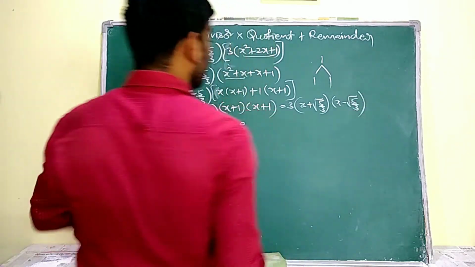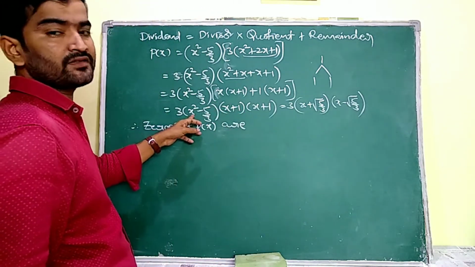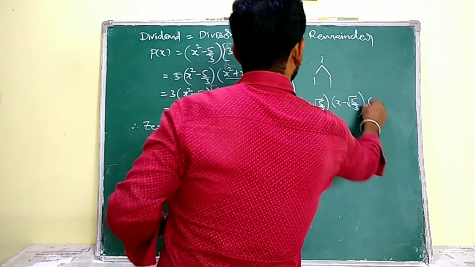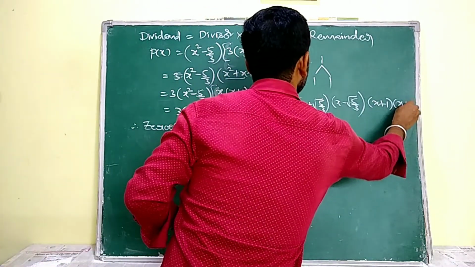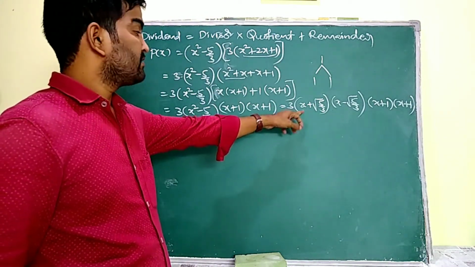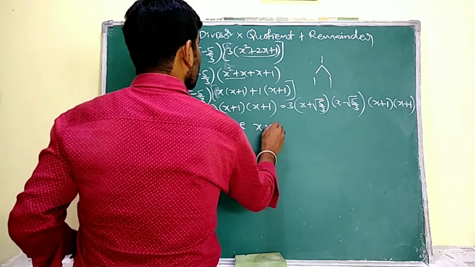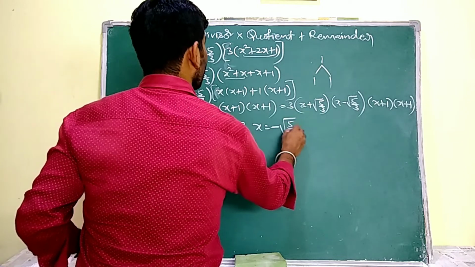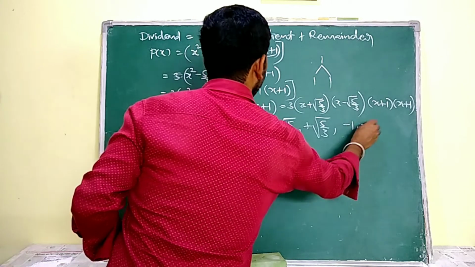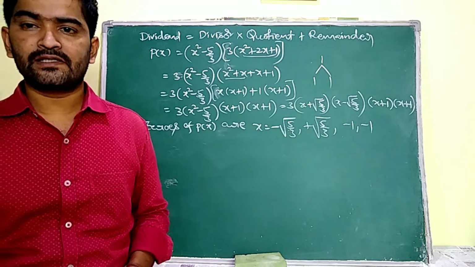Okay na? In the previous steps we expressed this x plus root 5 by 3 into x minus root 5 by 3 as x square minus 5 by 3. Again I am going to use the same value here, and it is x plus 1 into x plus 1. See ma, to obtain its zeros I have to equalize each factor to 0 ma. So x plus root 5 by 3 is equal to 0 means the zeros are x is equal to minus root 5 by 3, plus root 5 by 3, minus 1, minus 1. Therefore the other two zeros are minus 1, minus 1.